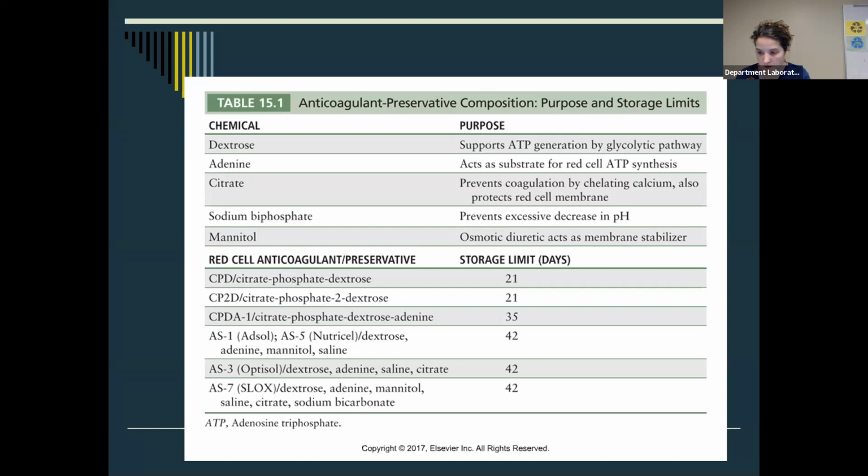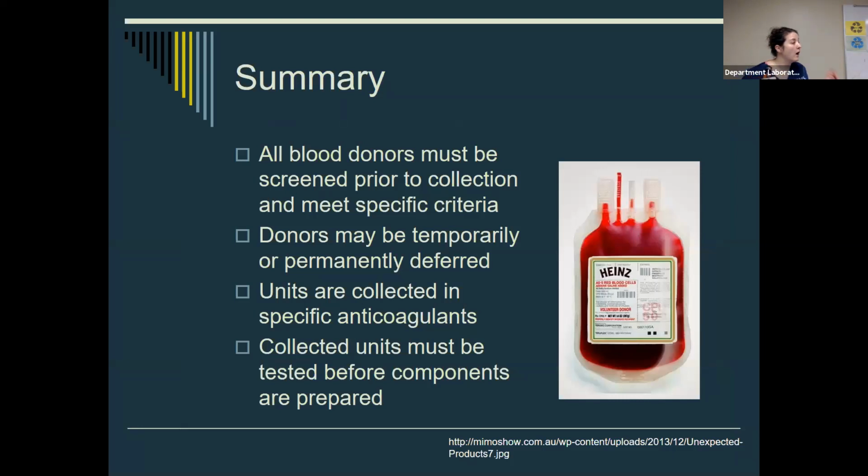All right. So we talked a lot in this lecture. We talked about our blood donor collection process, the questionnaires, and what questions help protect the donor versus the recipient. And we talked about the component preparation process, the development of packed red cells, plasma, platelets, and cryo from the whole blood unit. And then we talked about our anticoagulants and our preservatives.